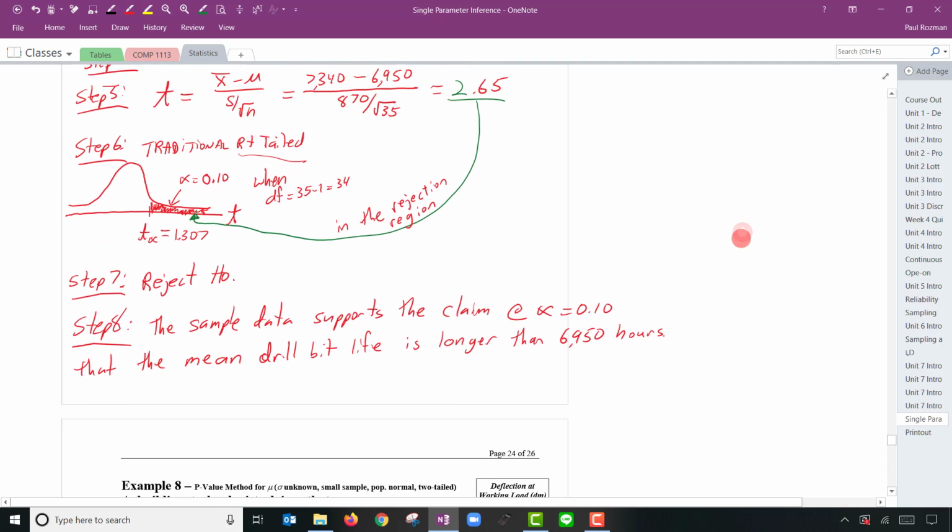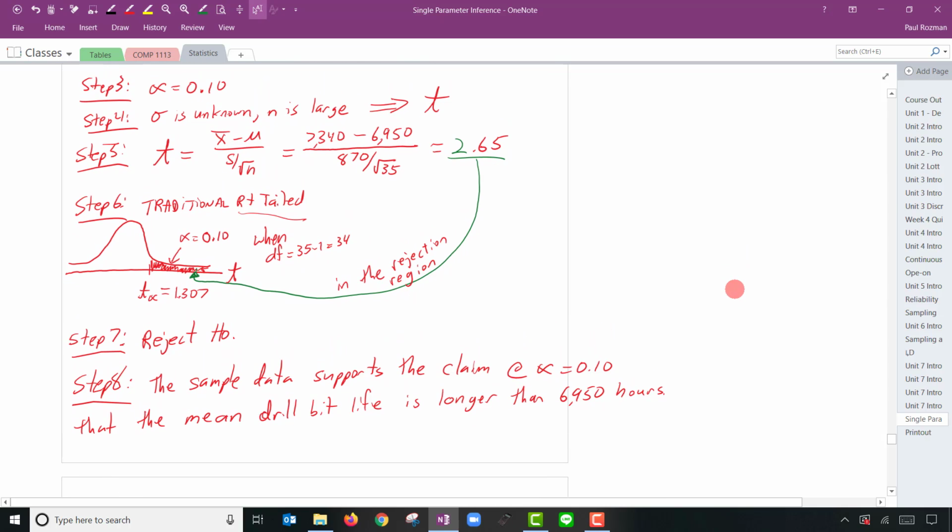Again, this one makes sense. Somebody claims drill bits last longer than 6,950 hours, and you did a test and got 7,340, you pretty much agree with them. So we've turned this into this big formal thing, but you probably would have agreed with them anyway. It depends on how close it is. Like if this number had been 7,000, do you necessarily believe them? Well, yeah, it still feels pretty good. When you end up lower than it, if it's a lot lower, then for sure you would reject it. But if it's not much lower, you might still agree with it.